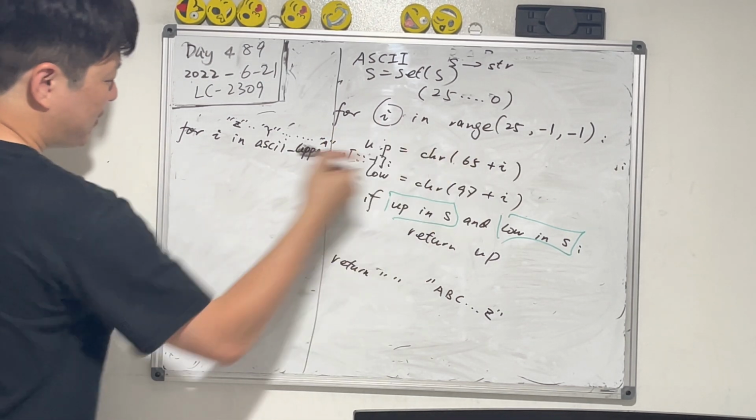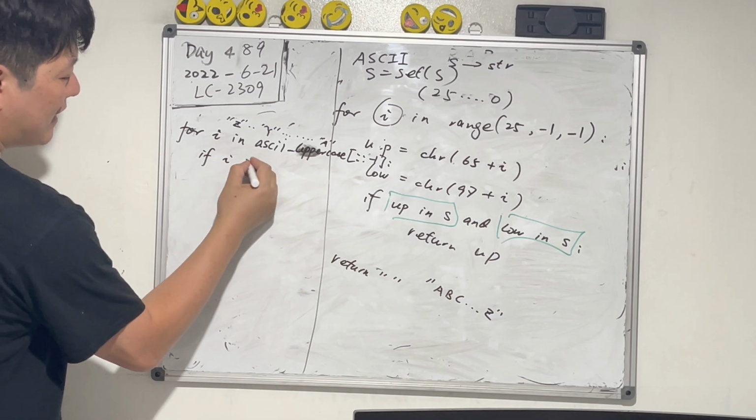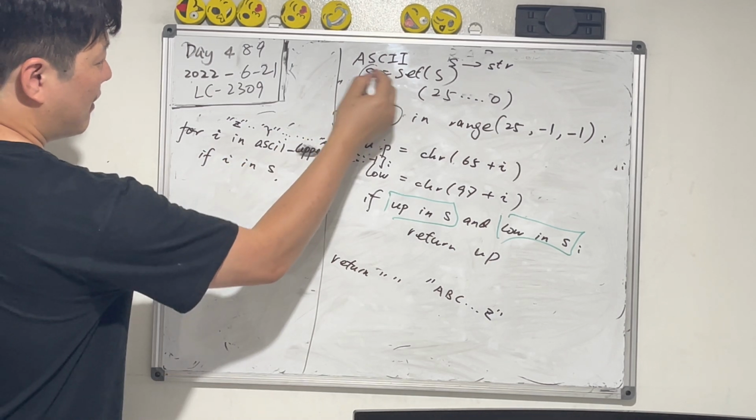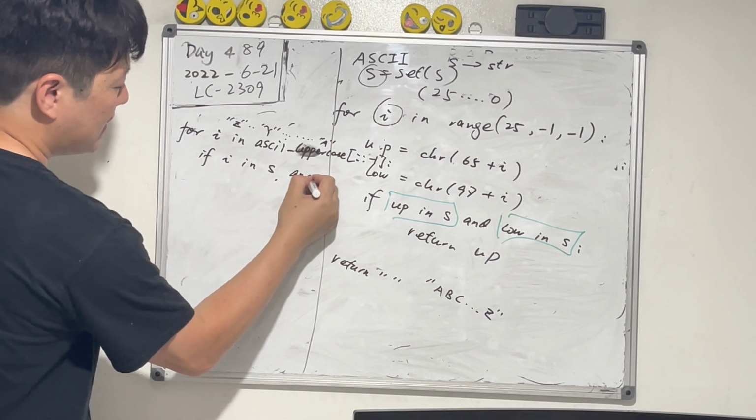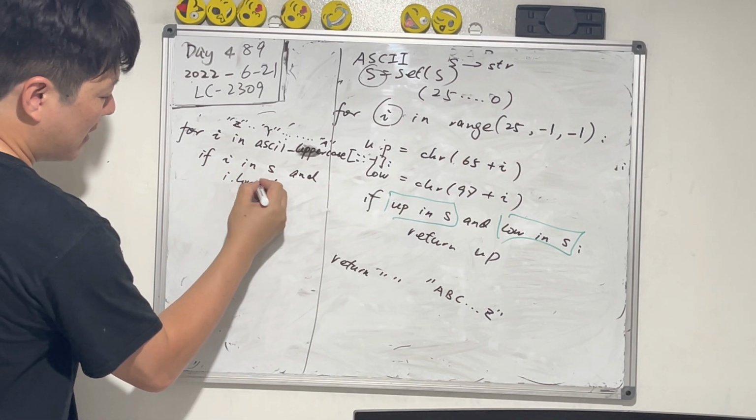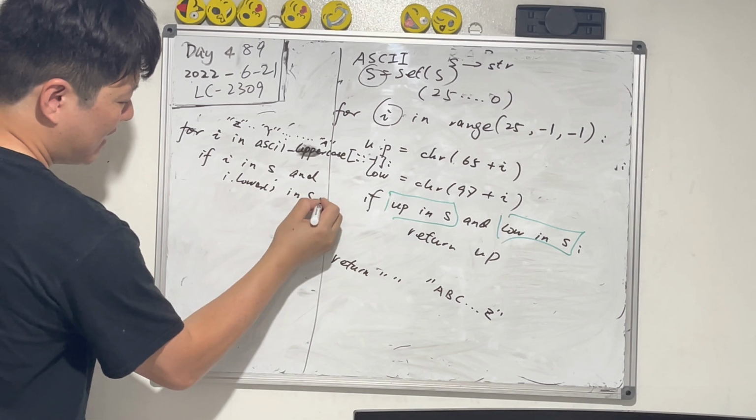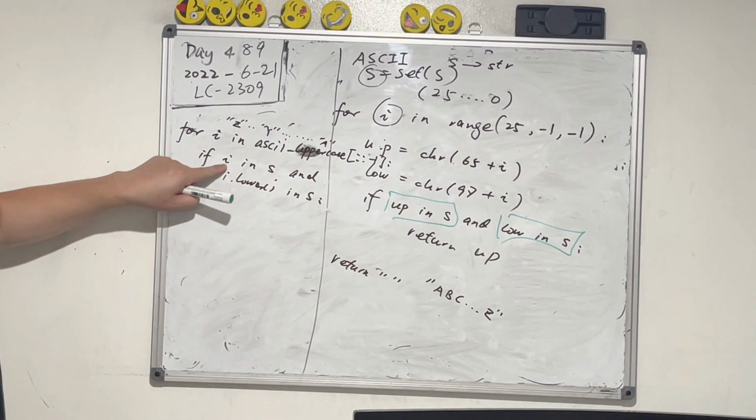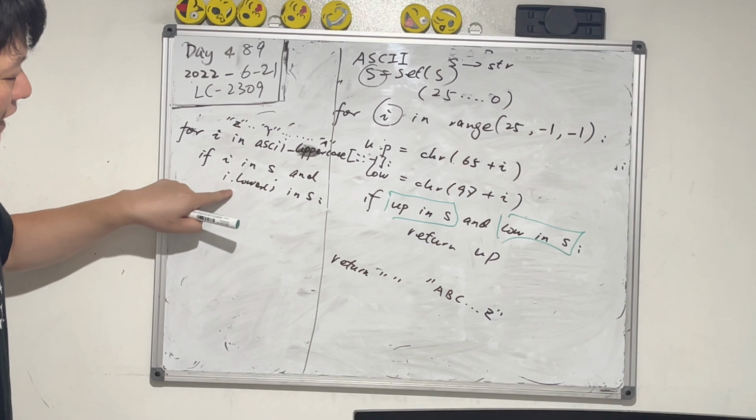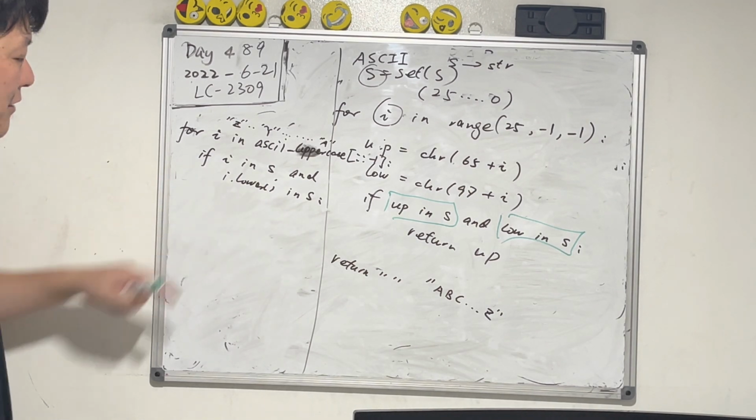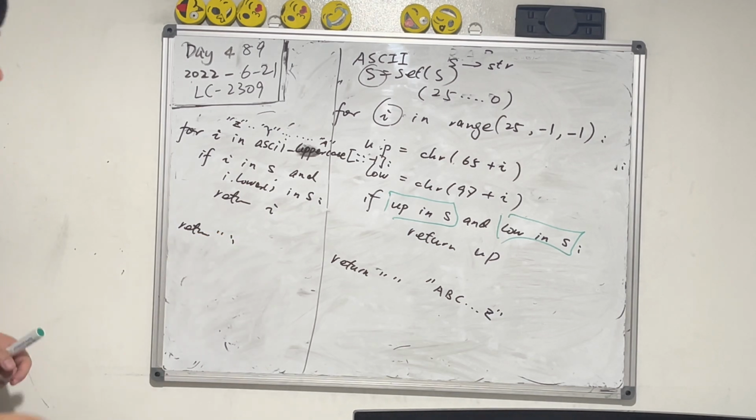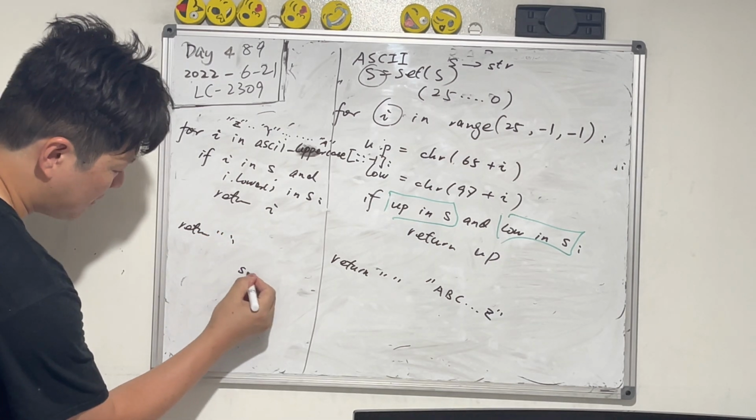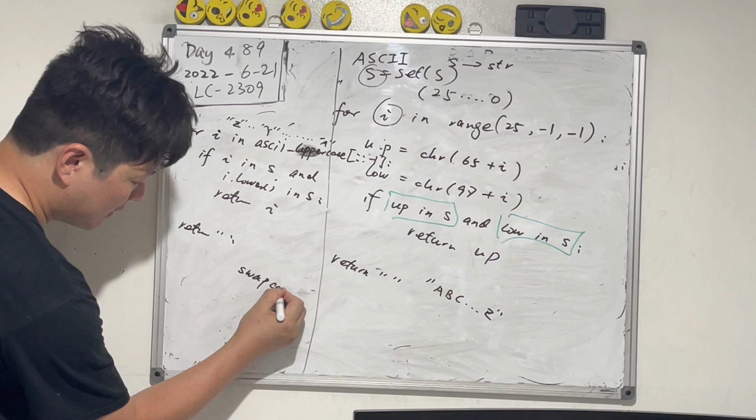Now we just have to check. So we don't need these two. Then if i in s, obviously this s still needs to be converted to a set, and i.lower() in s. Look, if i is uppercase and it's in s, and its lowercase is in s, then we return i. And return empty string otherwise.